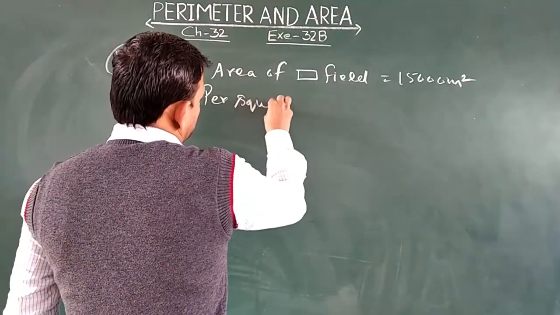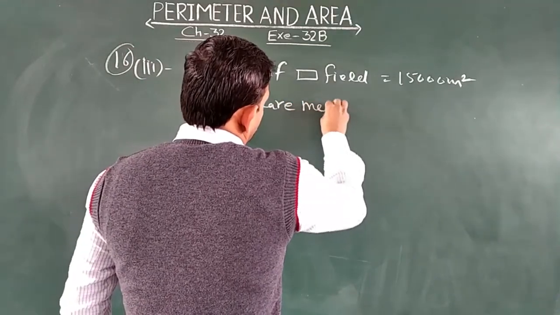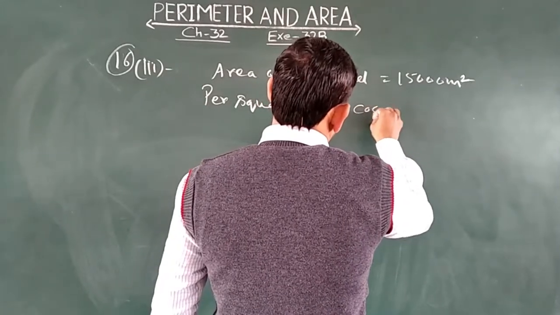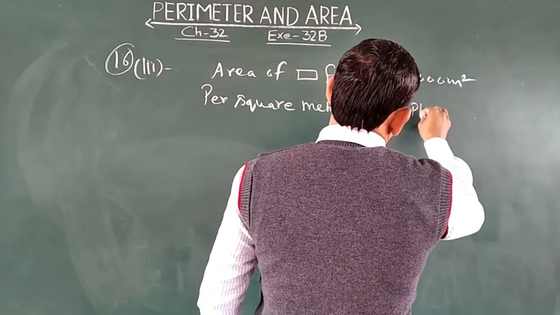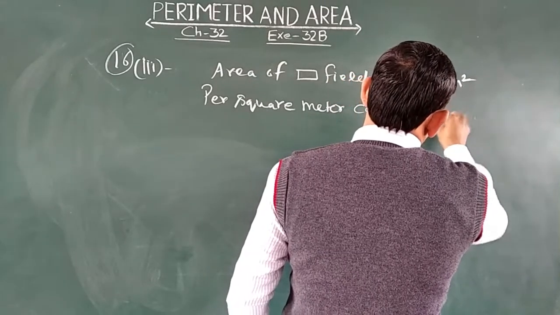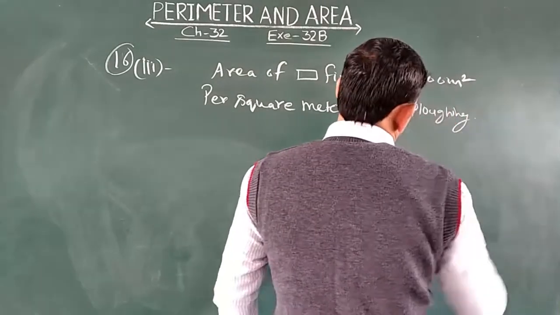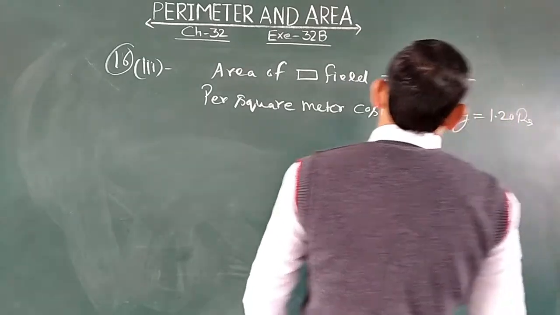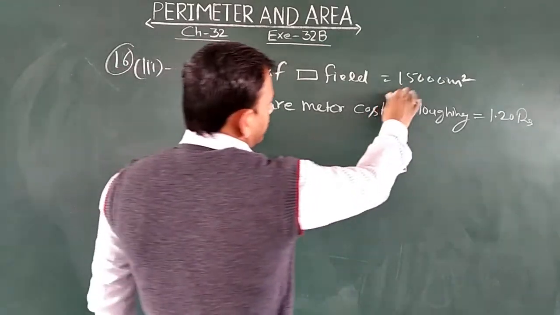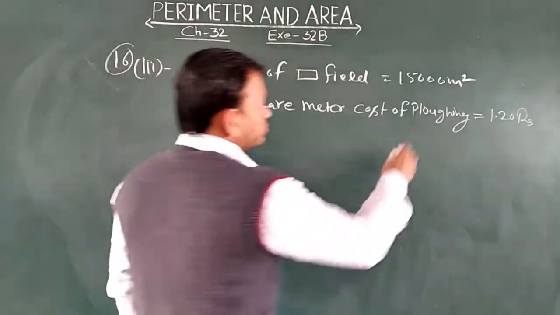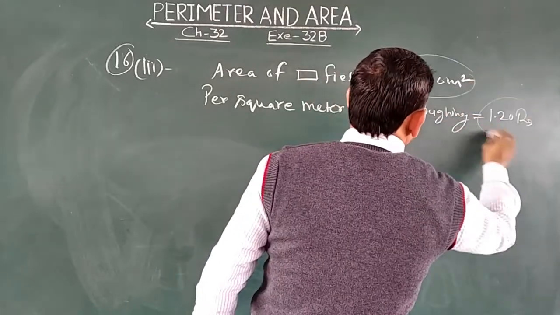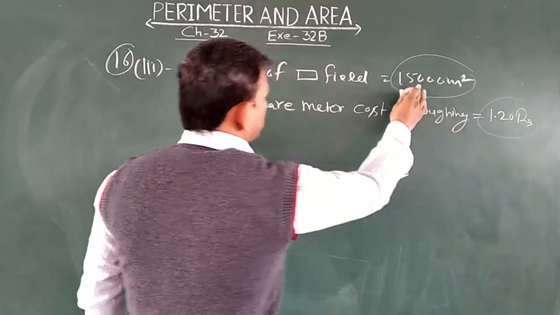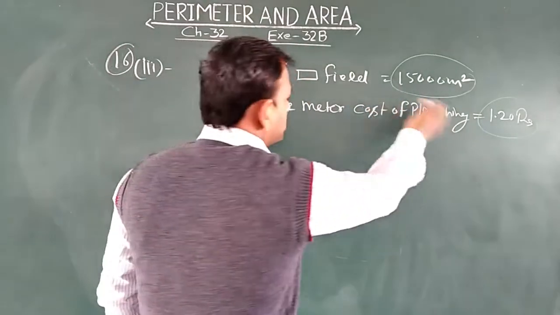Okay, per square meter cost of plugging the field is 1.20 rupees and we have to find the total cost for the 15,000 meter square. So what you will do? You will just multiply this by this rupees. Okay, this is the per meter square cost. And we have to find the total cost for the 15,000 meter square. So we will just multiply.